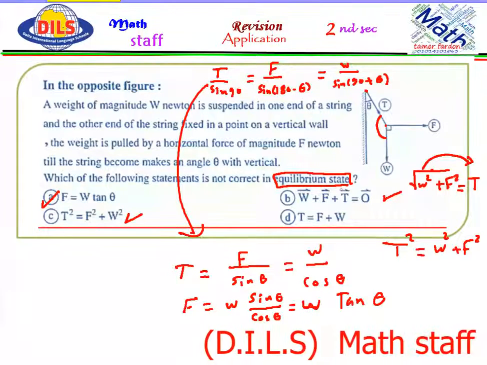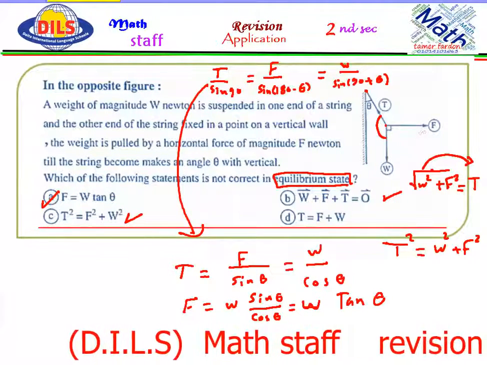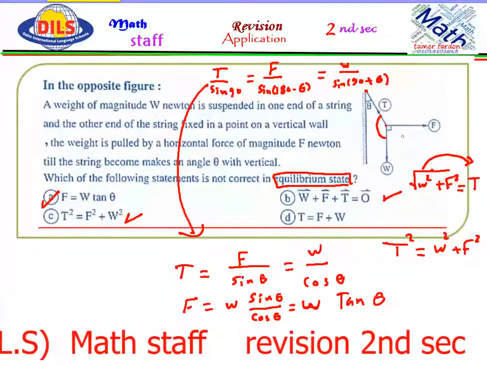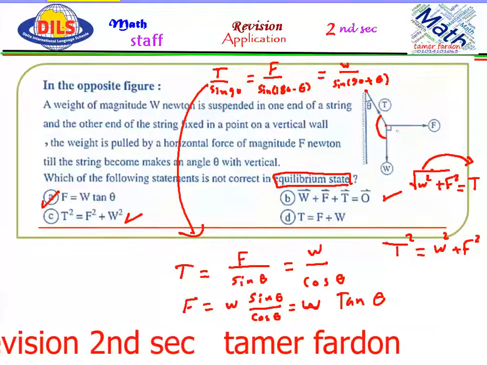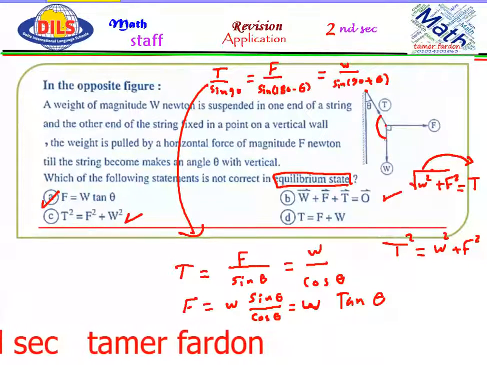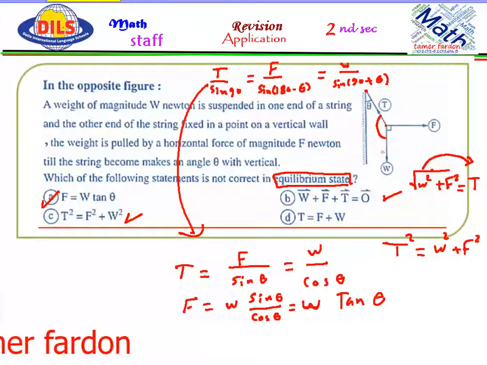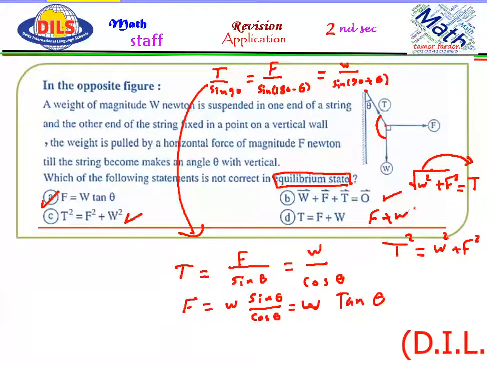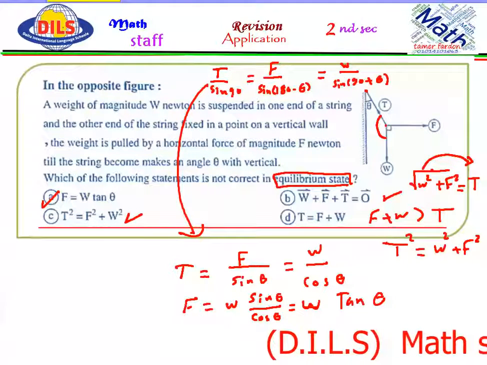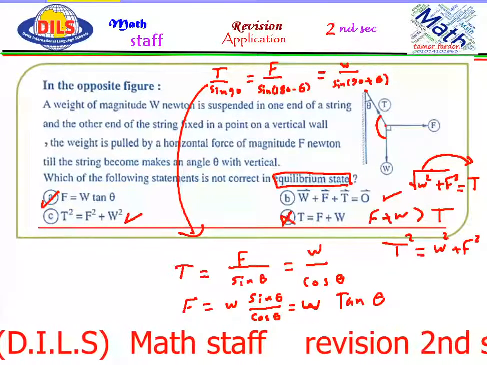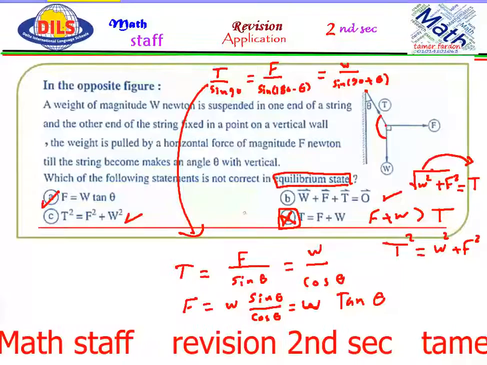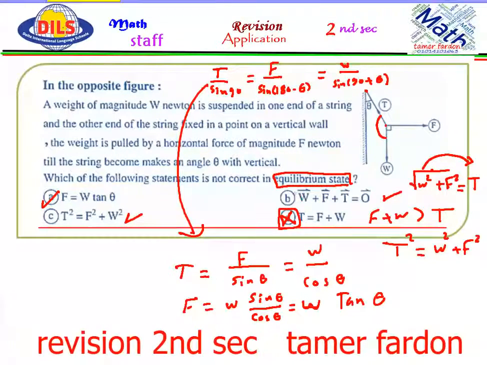In the case of equilibrium, we know that the magnitudes of the three forces must be valid to be sides of a triangle. So the sum of any two forces, F plus W, must be greater than the magnitude of the third force. So this statement is incorrect, not correct.